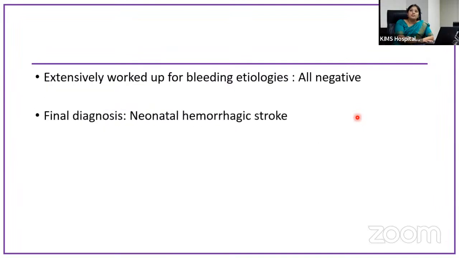So this was a child who presented with encephalopathy. The ultimate understanding from this case is that a child who is presenting with seizures and encephalopathy turned out to have an underlying hemorrhagic stroke.